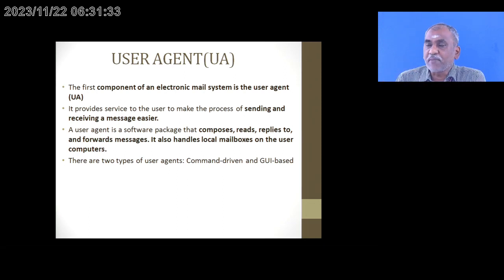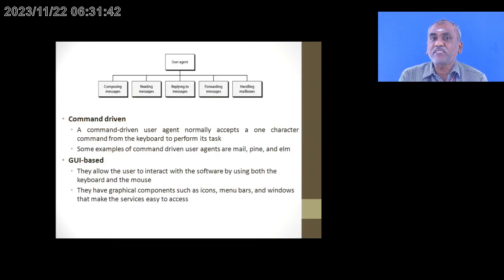The user agent consists of two important parts: one is command driven and the other is GUI based. So what is command based and what is GUI based? Command based is only character-based orientation, where everything has to be typed with characters. Simply, one types a command from the keyboard to perform a task.